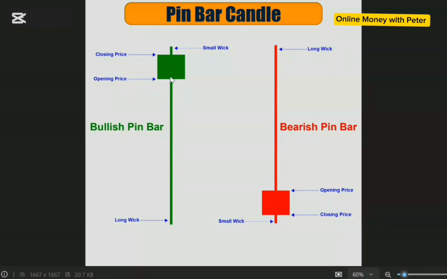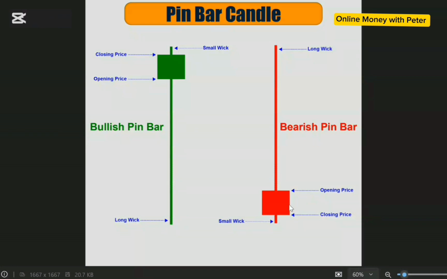I hope you understand the psychology behind the formation of this bullish pin bar. Now a bearish pin bar is just the opposite of this bullish pin bar. For a bearish pin bar, the price opens at the top and then closes at the bottom. Sometimes the closing price and the opening price are the same, and sometimes there's just a little difference between them, and therefore we have a small body.